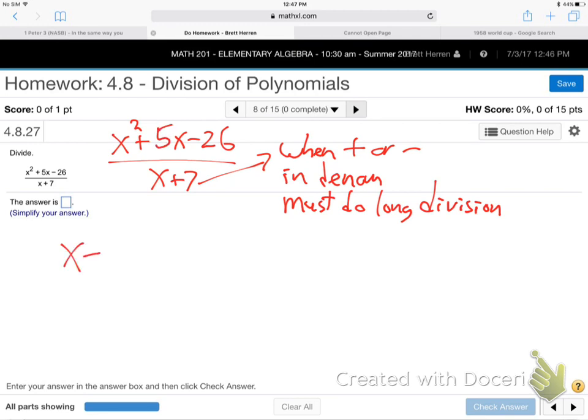So that means like this, x plus 7 into x squared plus 5x minus 26. I got to make it into a big old long division problem. That's what's required when you have pluses or minuses in the denominator. So, how do you do that? Do you remember anything about long division? Been a while since you long divided by hand?